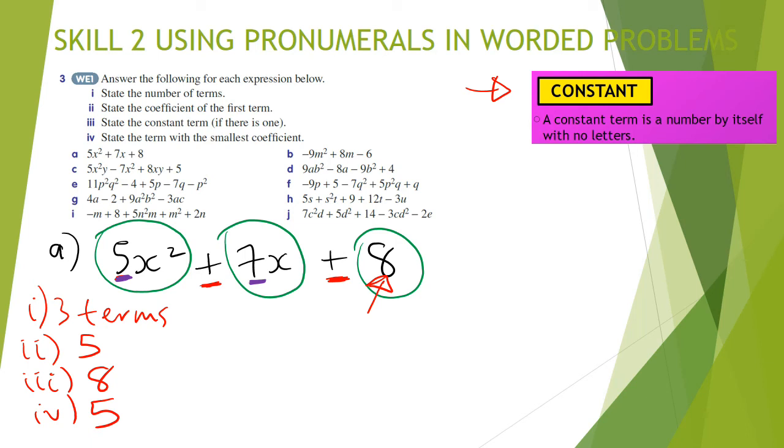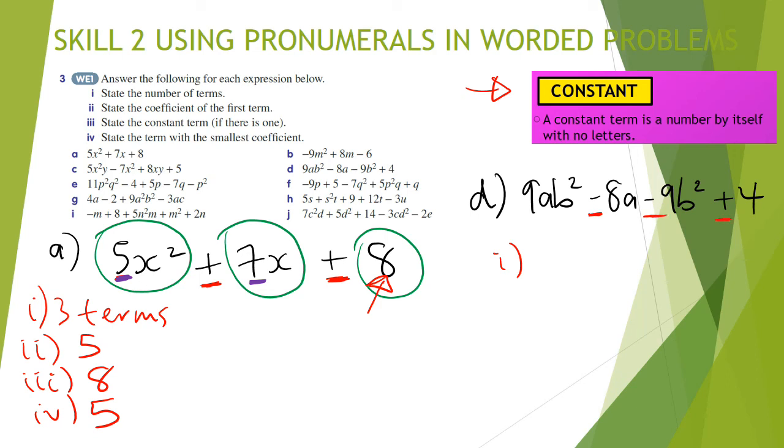If we choose another one, let's look at D. We've got 9ab squared, take 8a, take 9b squared plus 4. Part I, how many terms are there? We've got a subtraction symbol, and an addition symbol. So we've got 1 term, 2 terms, 3 terms, 4 terms. So there's 4 terms in this expression.